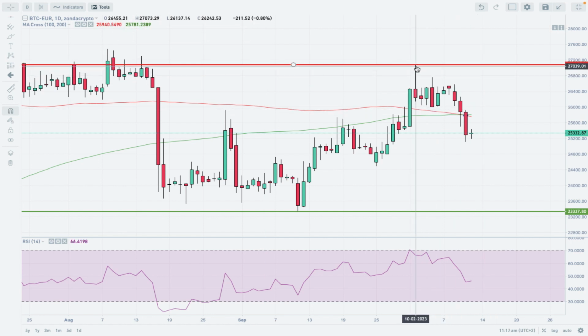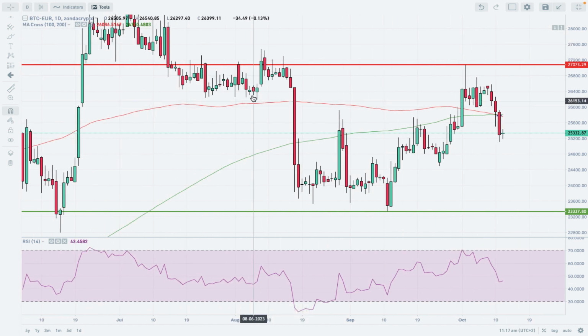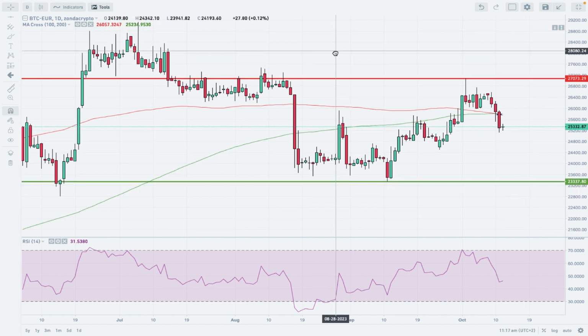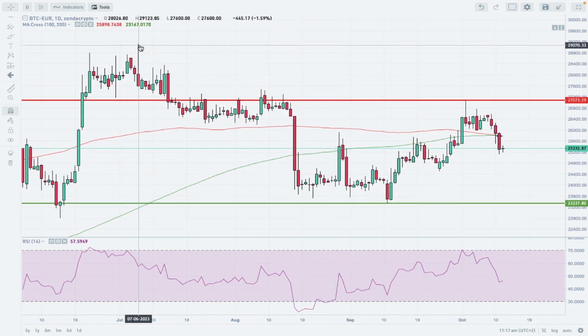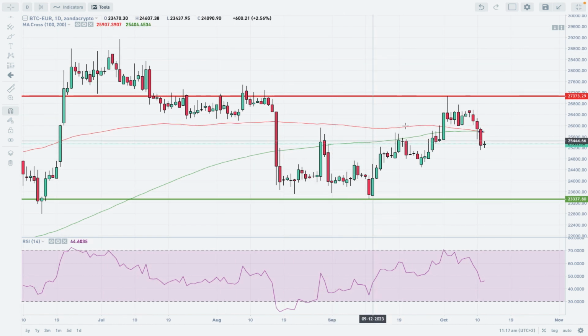It's not a swing high because the last swing high is here, unless we zoom out. Well, we can see that this is the last swing high, and there is one more, and that's definitely the swing high, which is located here, and that's obviously a completely different level, 29,123.